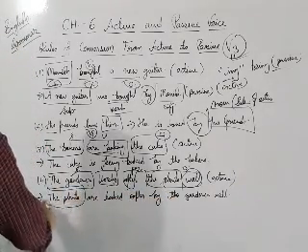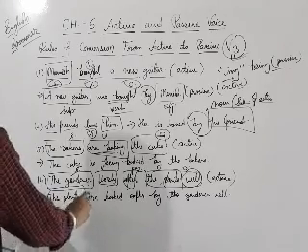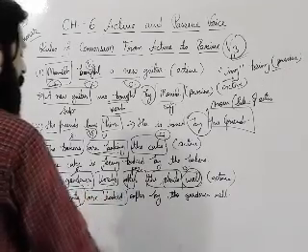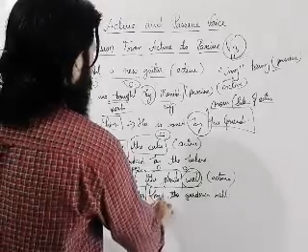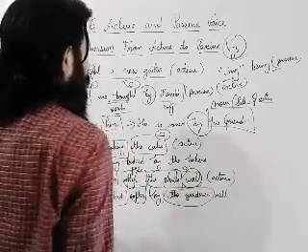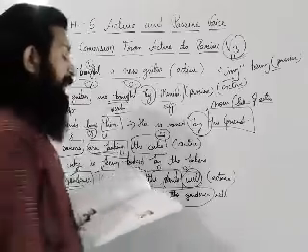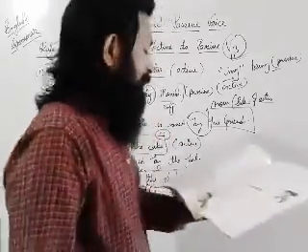Same formation will be there. Object means the passive subject, then auxiliary plus verb, preposition by, and this one is your passive object and active subject, and the last remaining part of the sentence you have to write.